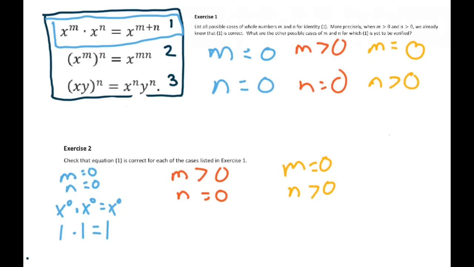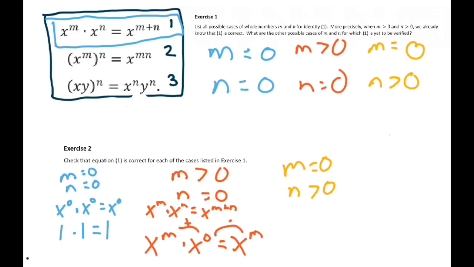So m is greater than 0, n is equal to 0. Our formula is x to the m times x to the n equals x to the m plus n. Our m is greater than 0, so that's just x to the m. But we know n is equal to 0, so then x to the 0. What is that equal to? Well, it's equal to x to the m, because it's m plus 0, which equals m. Anything plus 0 would just equal itself. So that would be x to the m.